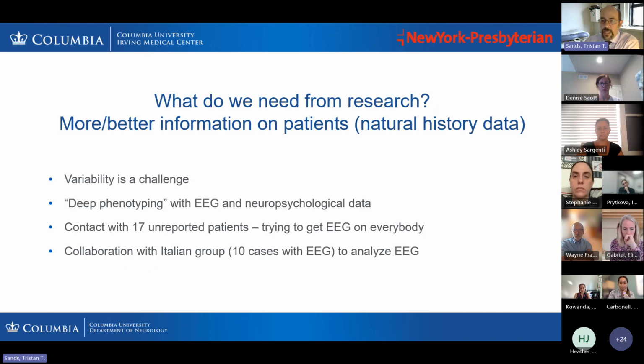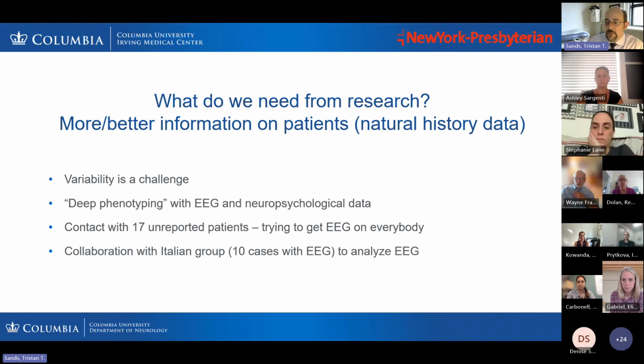So what do we need to do next? We need better information, more information on patients, because the variability that we're seeing is really a problem. Not being able to predict what to expect based on the variant makes things very challenging. We need deep phenotyping data, meaning the quantitative data that is collected on patients in clinical care, like the EEG data and their neuropsychological data.